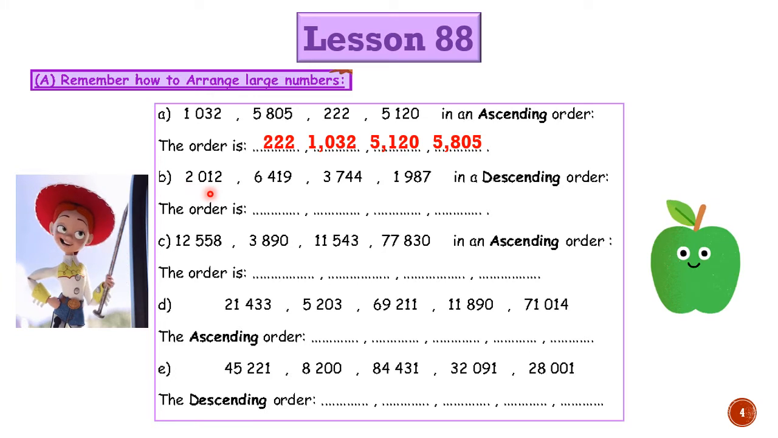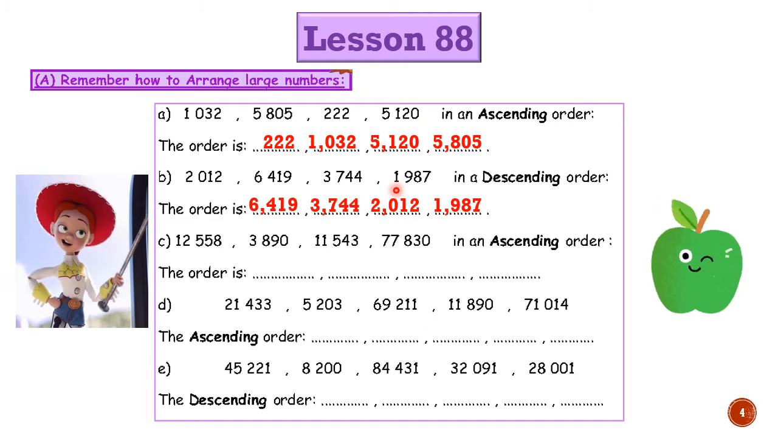Here we have 2012, 6419, 3744, 1987 in descending order. Descending means from the greatest to the smallest. Now let's look at the thousands place: 2, 6, 3, and 1. Which is the largest one here? It will be 6419. And next one, 3744. And 2012, and the last one will be 1987. Good job. Let's go to another one.